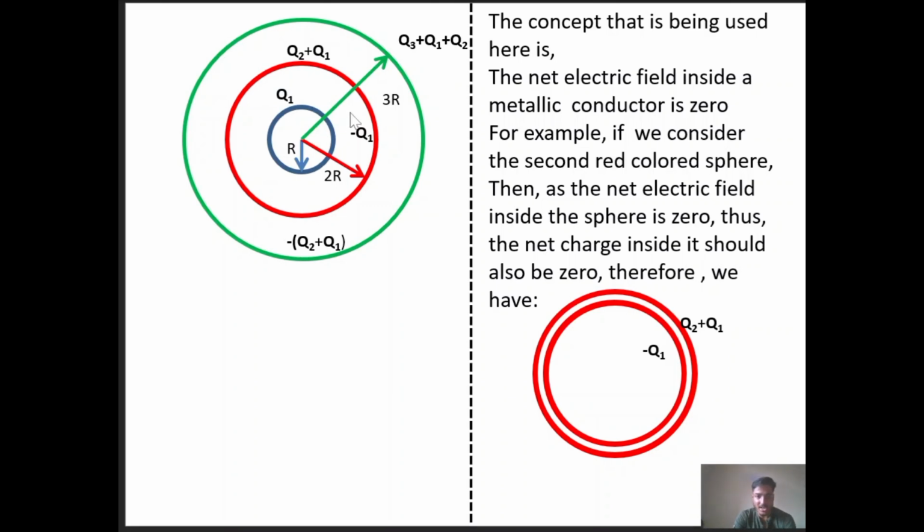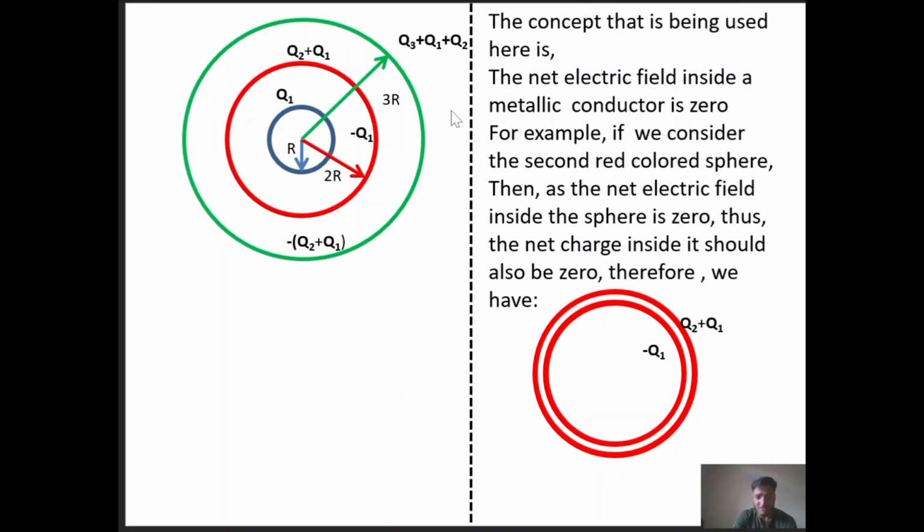Now to understand this, we need to keep one concept in mind. The net electric field in a metallic conductor in electrostatic condition is always zero. I have already discussed this property in the lecture on electric field lines. You can click on the I button and find it there.